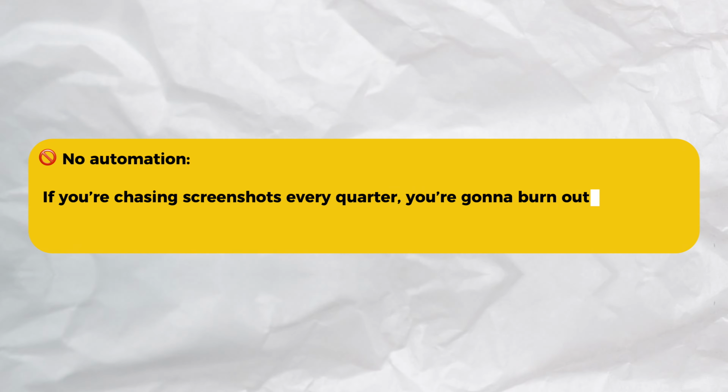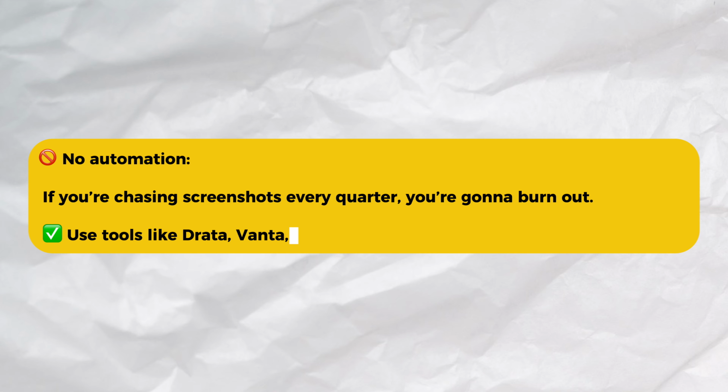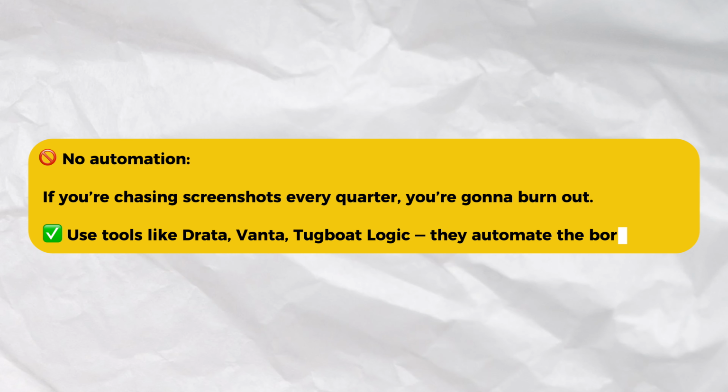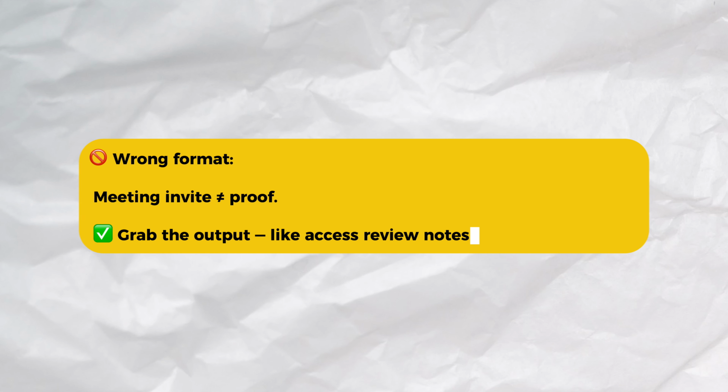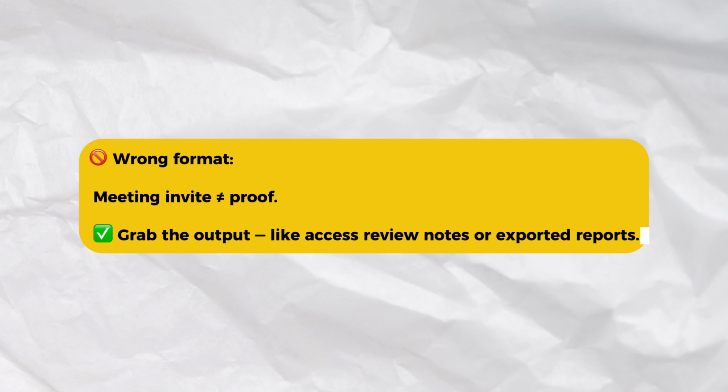Let's talk about the mistakes that cause chaos and how to fix them. No automation. If you're chasing screenshots every quarter, you're going to burn out. Use tools like Drata, Vanta, Tugboat Logic. They automate the boring stuff. Wrong format. A meeting invite isn't proof. Grab the output, like access review notes or exported reports.